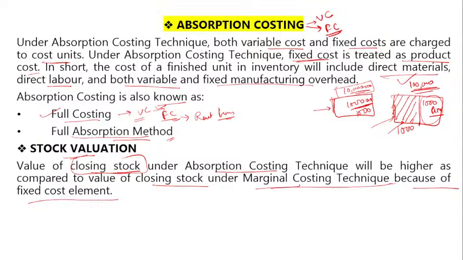When we are comparing absorption costing with marginal costing, the value of the closing stock is higher in absorption costing as compared to marginal costing. In marginal costing, as compared to absorption costing, it is less.